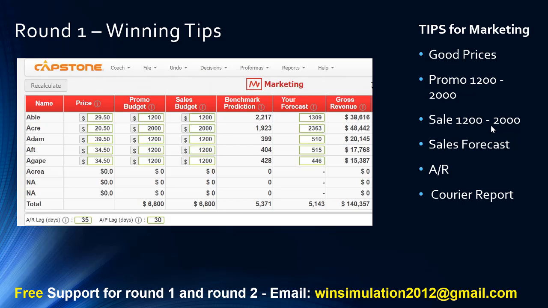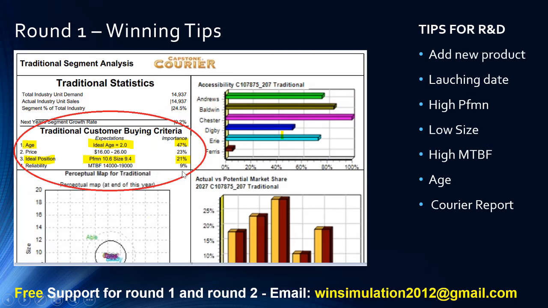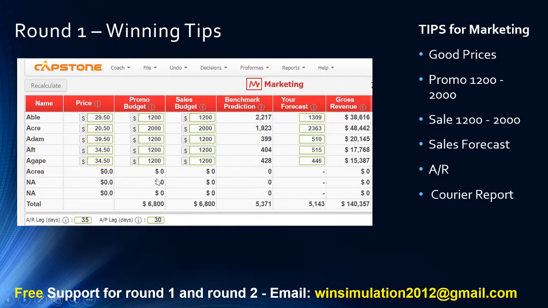Again, in marketing, we need to make decisions for the price, the promotion and sales budget. Round 1 1,200, round 2 maybe 1,400, round 3 maybe 1,600, and then round 4 we can increase up to 2,000. After that, when we check the Courier report, we see the product awareness and accessibility reach 100, we can reduce that back to 1,400.